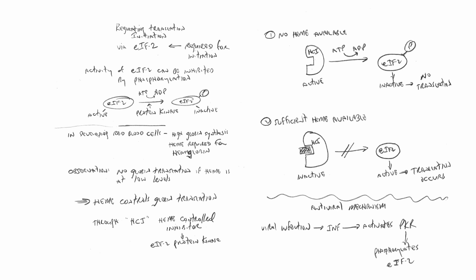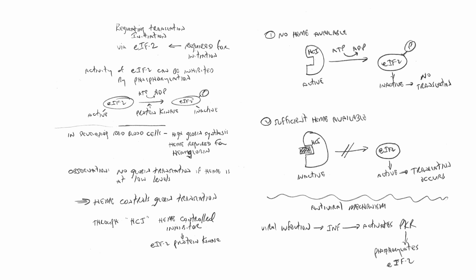Let's look up at the top right, where I diagrammed it out. The heme-controlled inhibitor is an active protein kinase. It uses ATP, it phosphorylates EIF2, and so translation is turned off. That happens if there's no heme available. No heme available, we don't want to translate, so phosphorylated EIF2 turns off translation initiation.